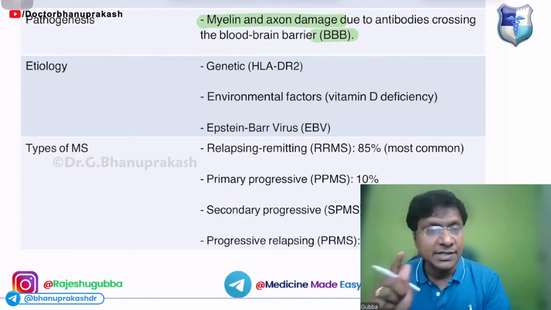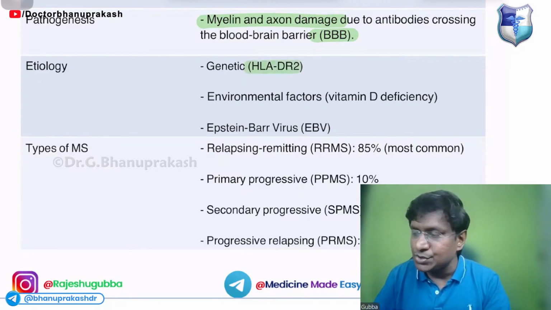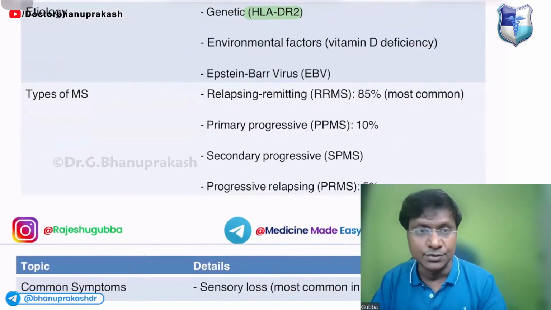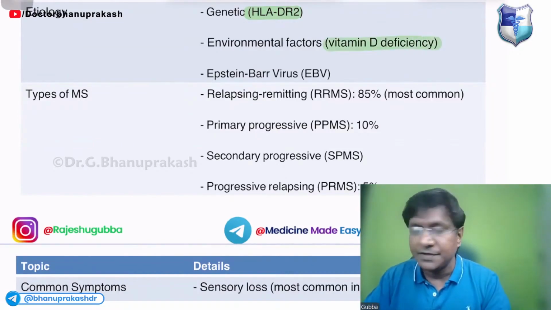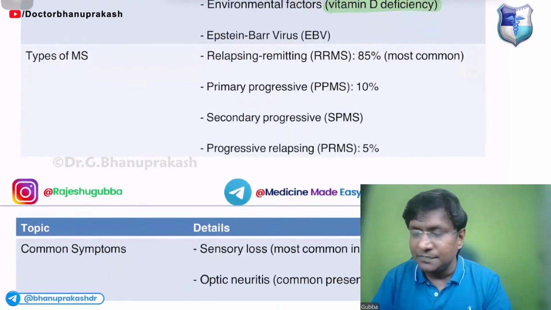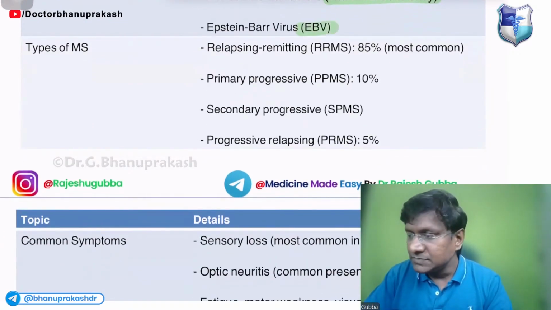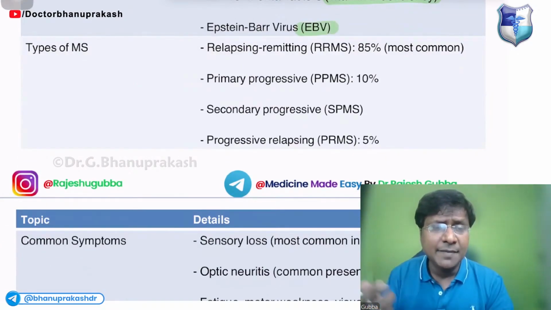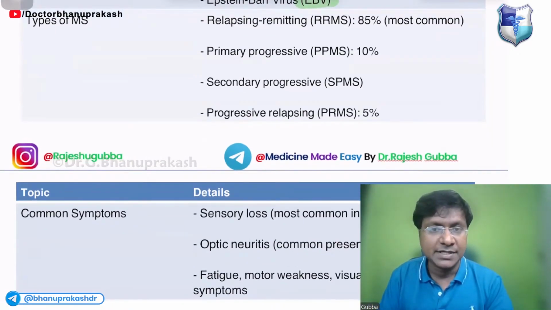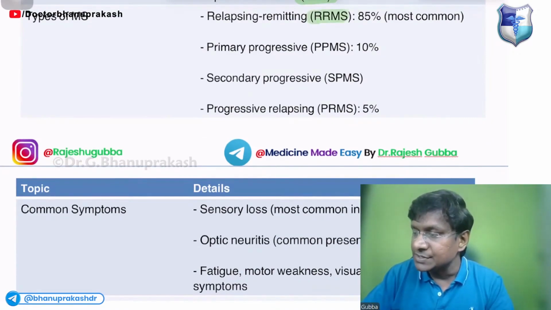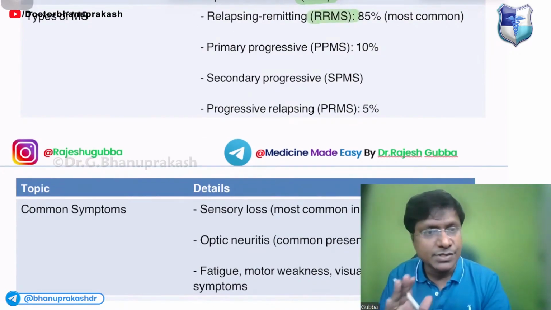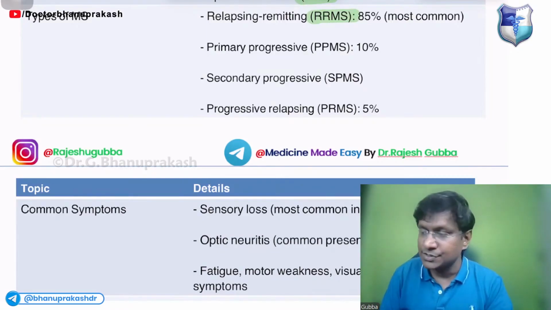And what exactly is the etiology? It is commonly observed in patients who have the HLA association, HLA-DR2. There are also environmental factors, mainly vitamin D deficiency. And we have some viral infections which can cause multiple sclerosis, that is Epstein-Barr virus. Depending upon the pattern of clinical manifestations, we have 4 types: relapsing remitting, primary progressive, secondary progressive, and progressive relapsing. Which is the most common? Relapsing remitting multiple sclerosis is the most common type.